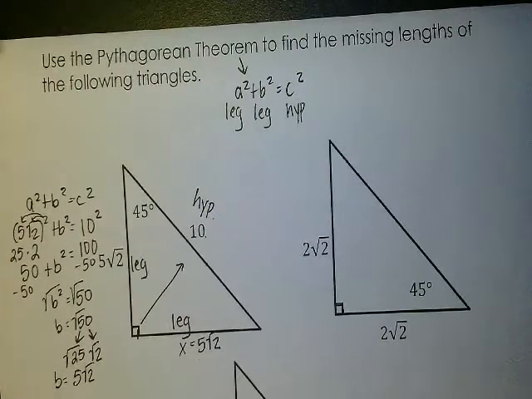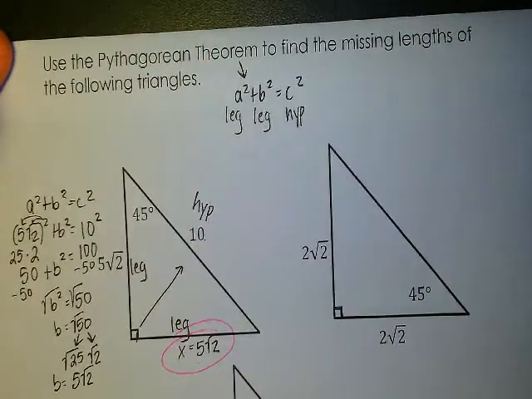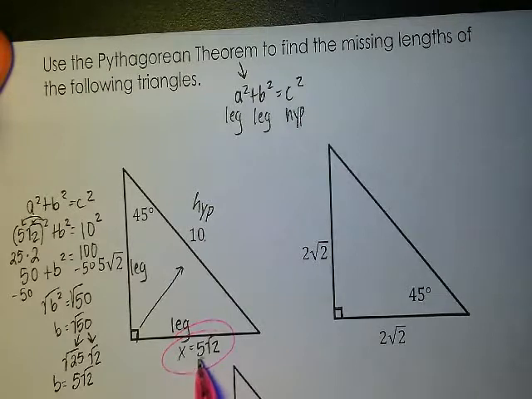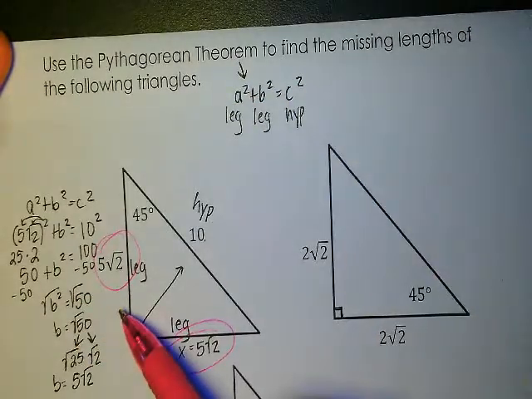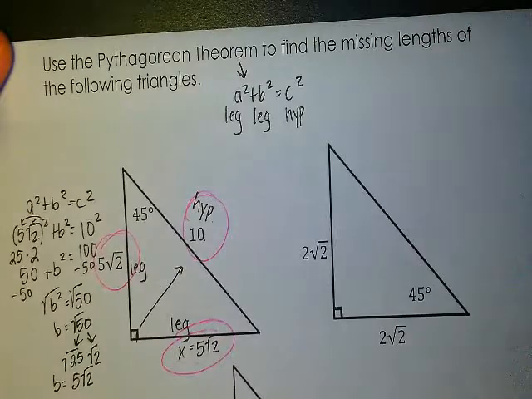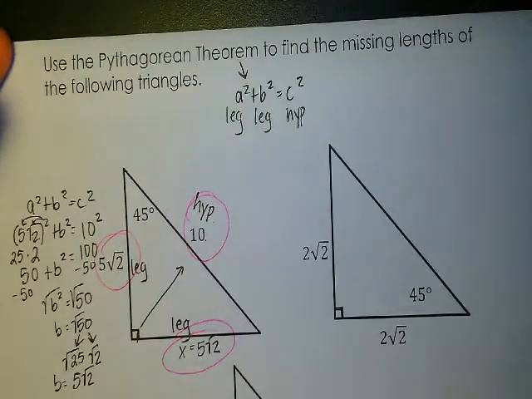I'm going to go ahead and circle that in color so it's a little bit easier for us to see. So I have my missing side is 5 times the square root of 2. The leg that I was given was also 5 square root of 2, and my hypotenuse was 10.